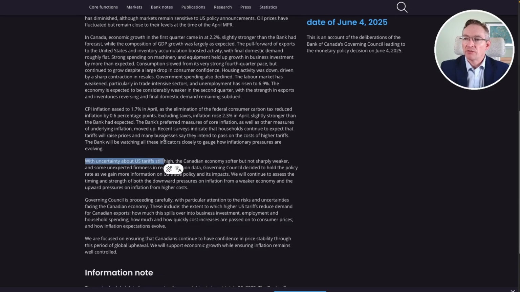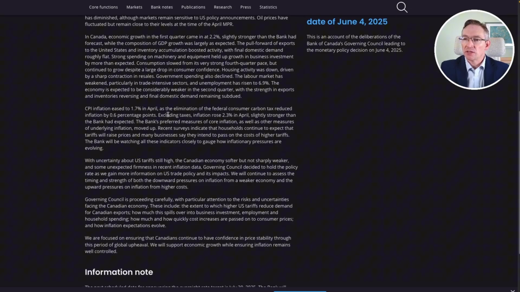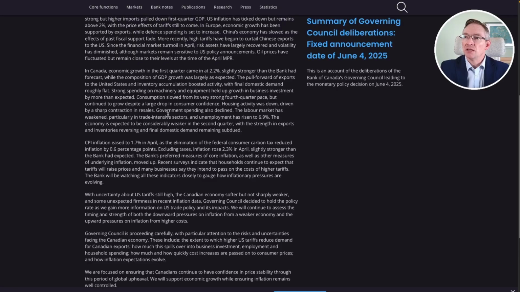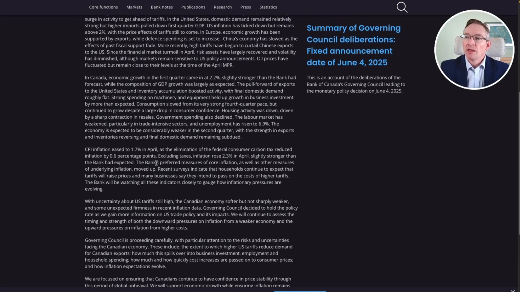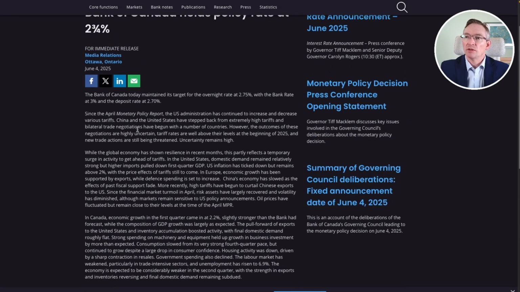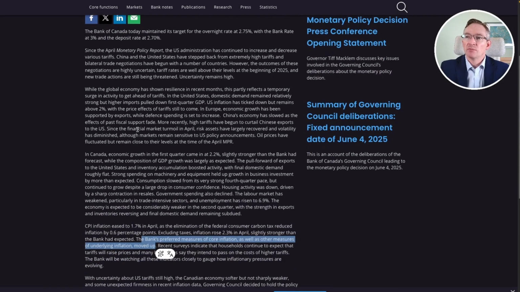Obviously, uncertainty about tariffs. This is during Donald Trump's tariff season, and you can see economic growth, housing activity, inflation. And again, inflation rose slightly stronger than the bank had expected. Right, the bank's preferred measure for core inflation as well moved up. Right, so straight away you can see that inflation's moved up, and their preferred measures of core inflation, that's the trim and the median, right, have moved up as well.